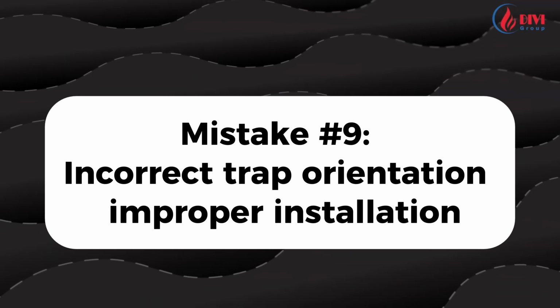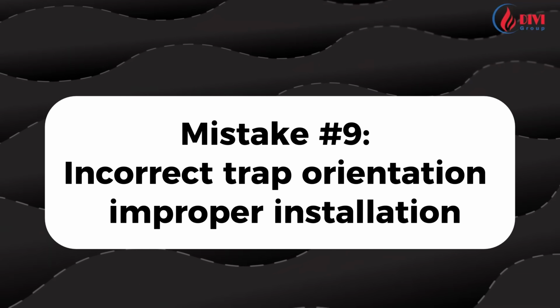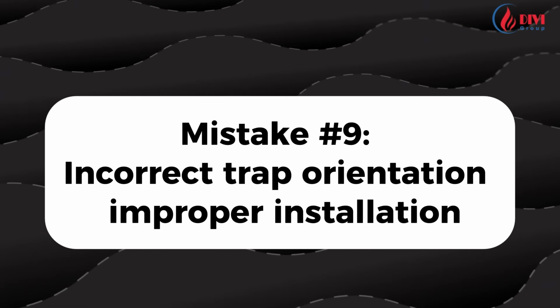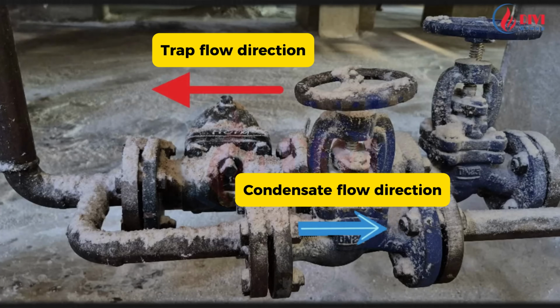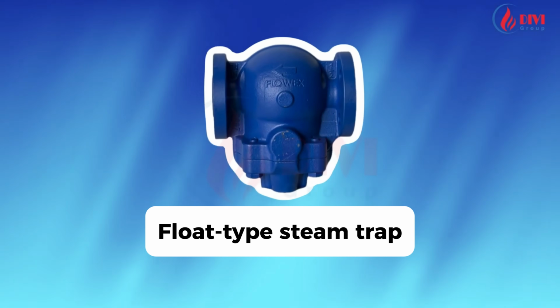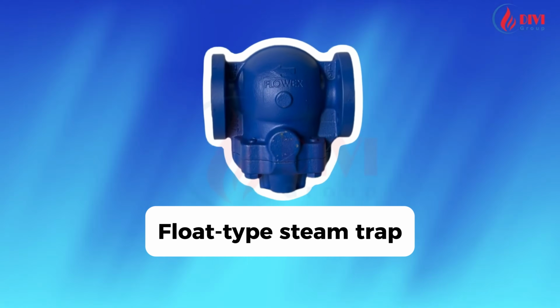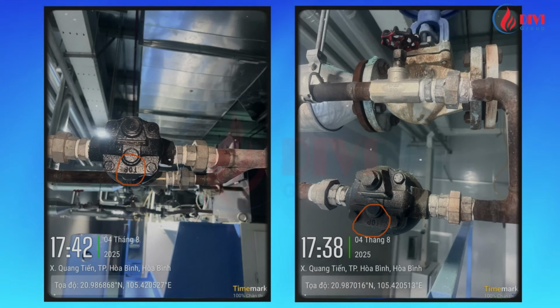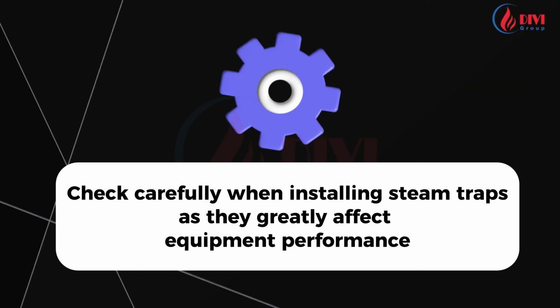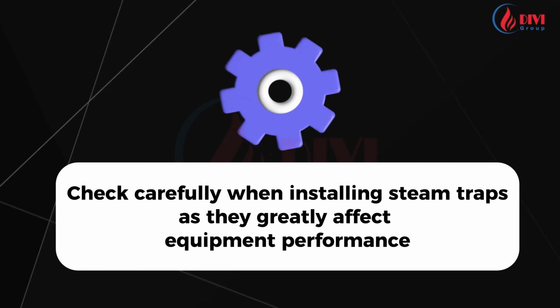Mistake number 9. Installing the steam trap in the wrong orientation or in the wrong direction. The main cause is the installer's lack of attention. Some units install traps opposite to the flow direction, and the system still runs for years without anyone noticing. Some float-type steam traps must be installed horizontally, but the installer rotates the float chamber downward. Many similar misorientation issues occur frequently. Therefore, always check installation orientation carefully, as it directly affects equipment performance.